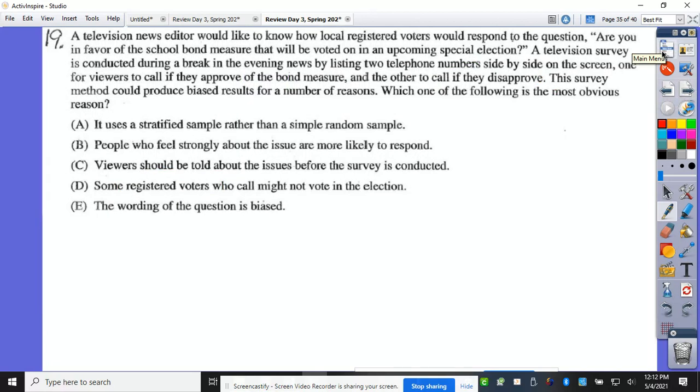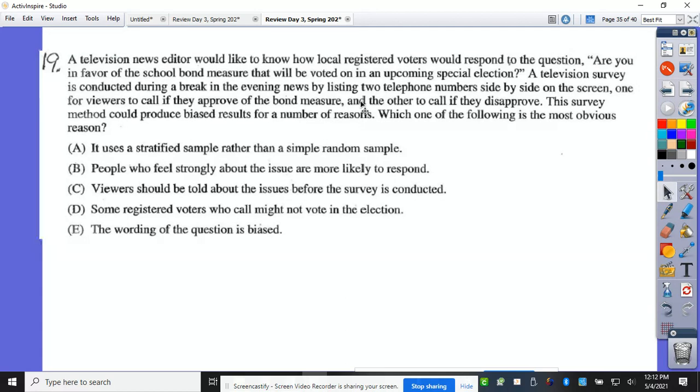19. It's a pretty easy one. But there are a couple things I want to talk about in the problem itself. A television news editor would like to know how local registered voters would respond to the question, are you in favor of the school bond measure that would be voted on in upcoming election?